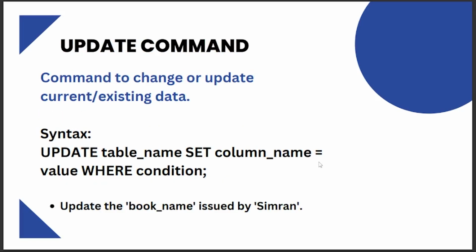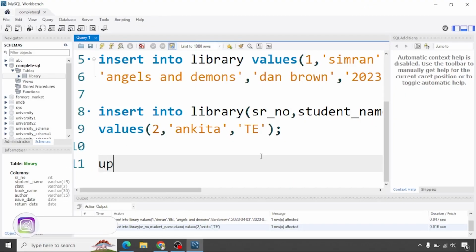Now let's see the next command, which is the update command. The update command is basically used to change or update the current and existing data. This is the syntax: update table name, set column name equal to value, where condition. Basically, update will take place only for certain rows. For that, you have to mention the condition. The example that we're going to see is: update the book name issued by Simran. Here, issued by Simran is the condition, that is, the student name is Simran, and what you want to update is the book name. Let's see this with an example.